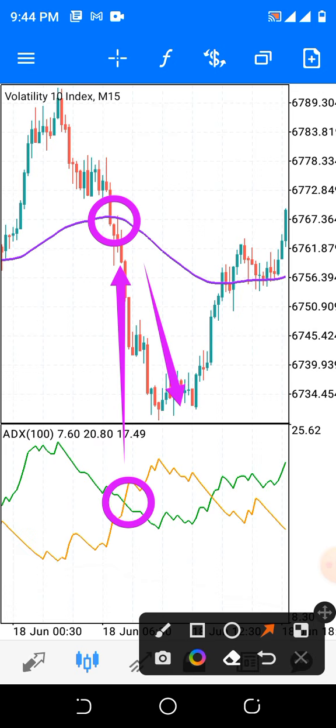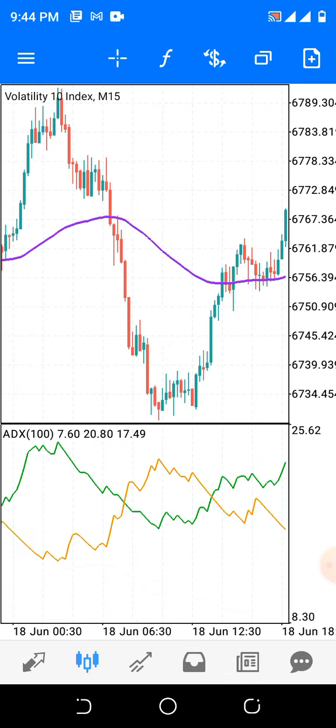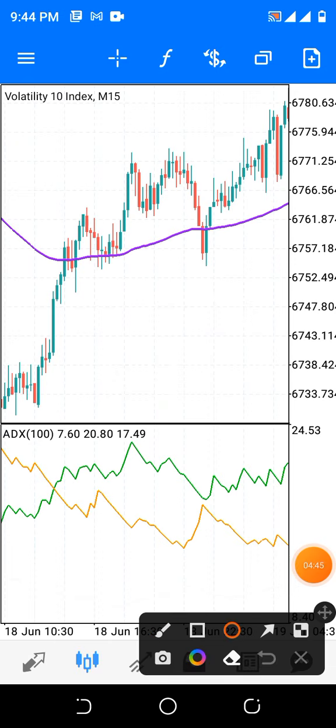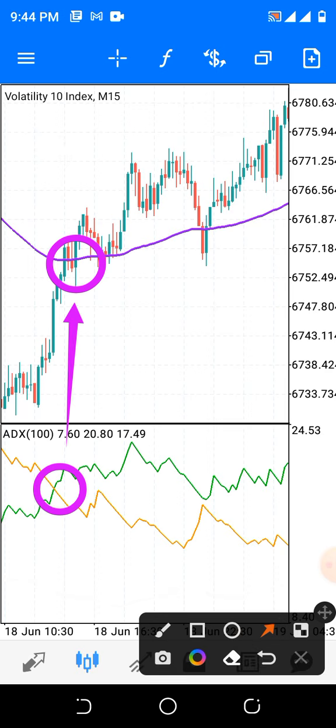So we proceed. Watch again. Guys, this is a killer strategy. Watch here. You see that the crossing occurs simultaneously. You take a buy position here. As simple as that, guys.